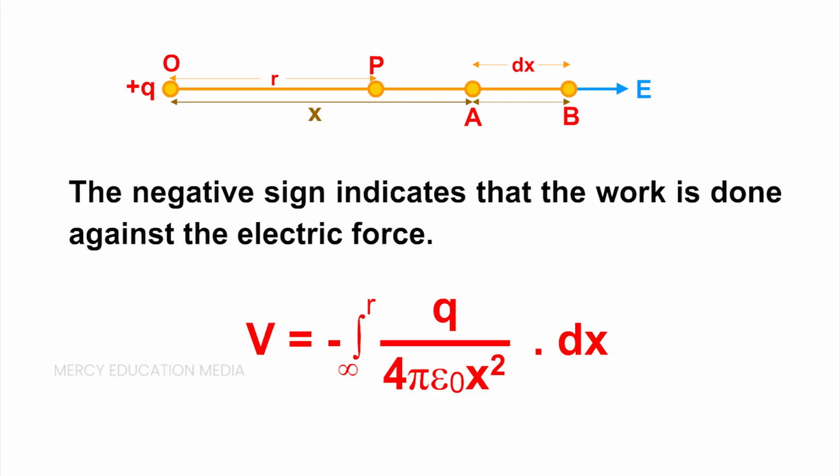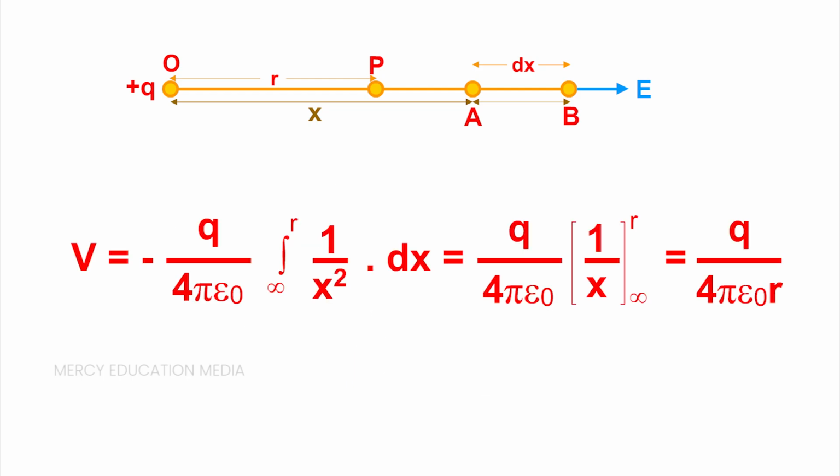V equals minus integral infinity to r into Q by 4 pi epsilon naught x square into dx. V equals minus Q by 4 pi epsilon naught integral infinity to r 1 by x square into dx, equals Q by 4 pi epsilon naught into 1 by x, the whole of infinity to r, equals Q by 4 pi epsilon naught r.